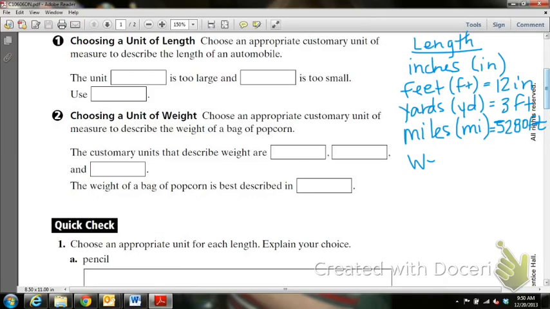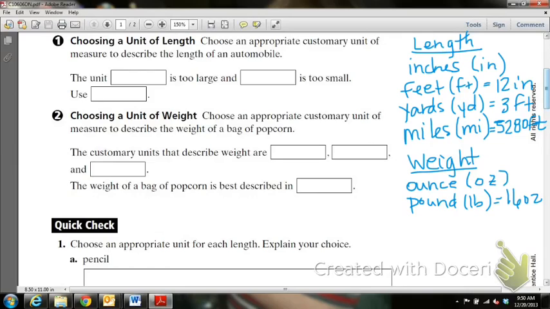Weight units that we use. We use ounce, which we abbreviate OZ. I have no idea why the Z, probably Latin or something. Pound, we use LB. Again, probably Latin. But a pound is 16 ounces. And we use ton, which is just T, which is 2,000 pounds.